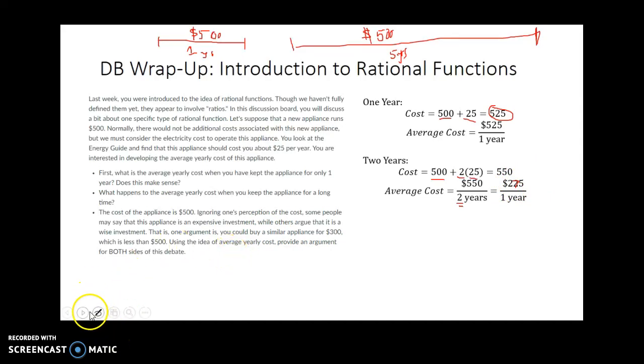$275 per year. Now for 10 years, if I jump ahead a little bit, same kind of idea: $500 base price, 10 years at $25 per year, $750 total.